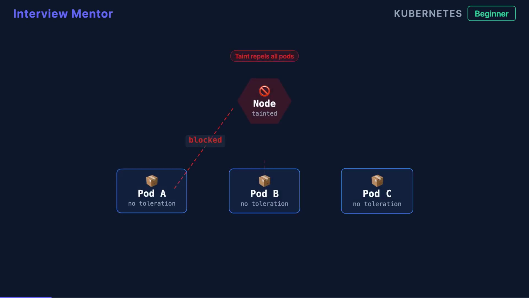Taints are applied to nodes to repel pods. When you taint a node, you're essentially putting up a barrier that says only certain pods are allowed here. Think of it like a bouncer at a club. By default, no pod can schedule on a tainted node unless it has the right credentials.